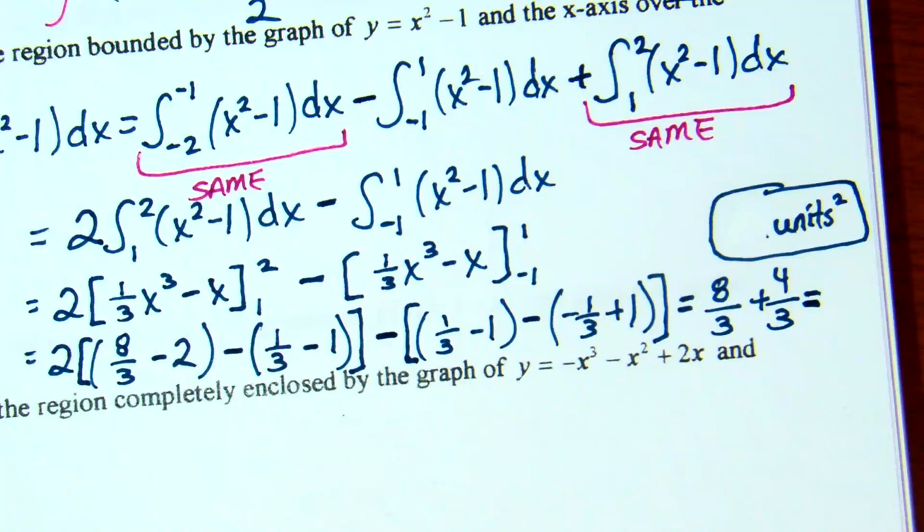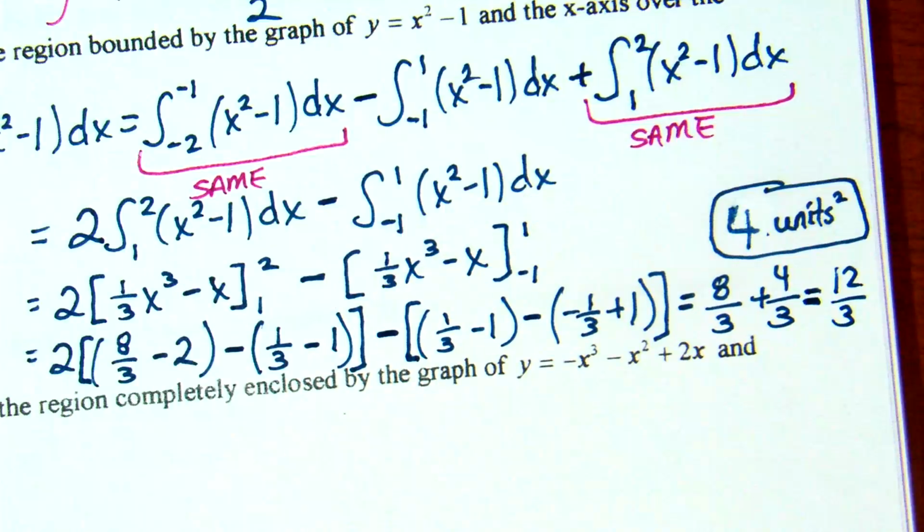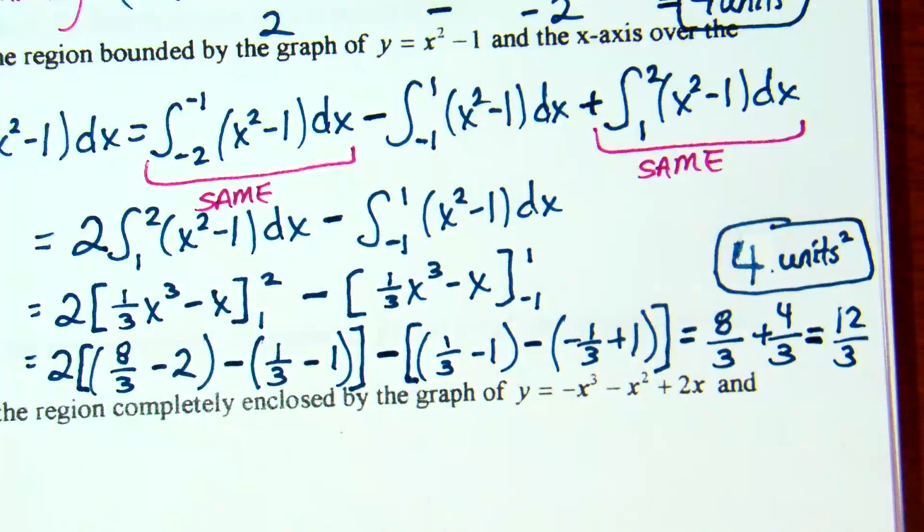It's 12 over 3, which reduces to 4. It's called I made a mistake and I combined steps. 4 units squared. I quit.